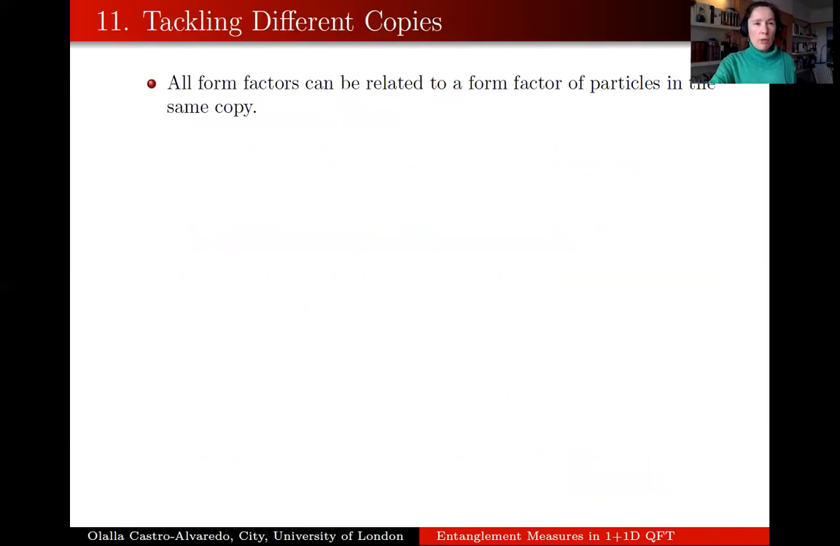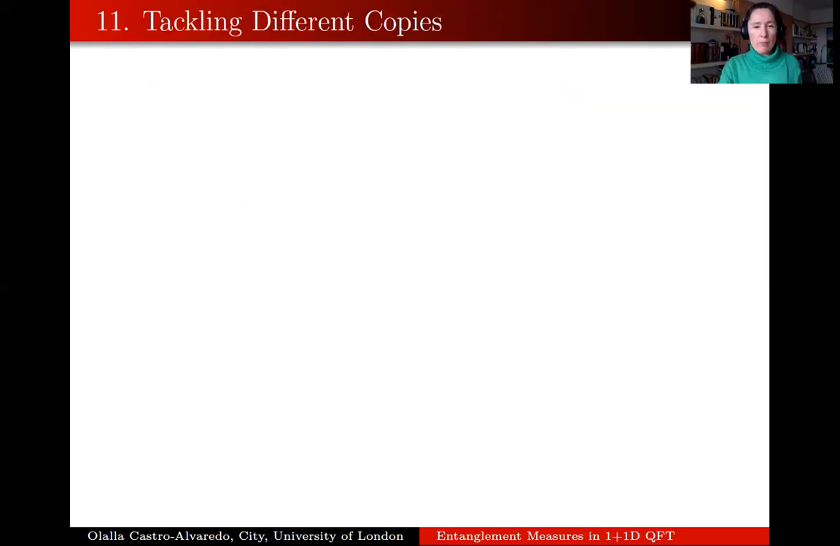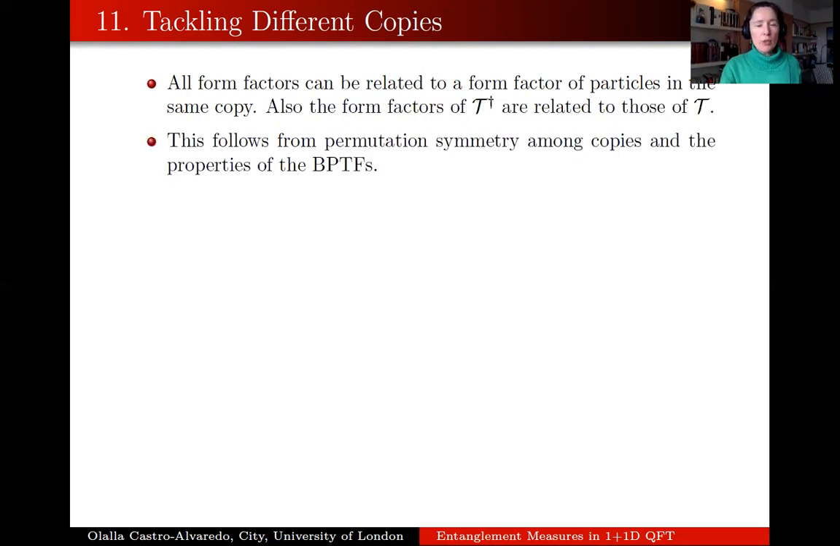Now, what do you do with different copies? So I said here that this is for particles in the same copy, okay? But generally you have many copies, so you need all the form factors. Now, rather than solving for all possible choices of the copies, one can be a little bit smarter and realize that the form factors in different copies are all related to each other. And this is due to the properties of these twist fields again, okay?